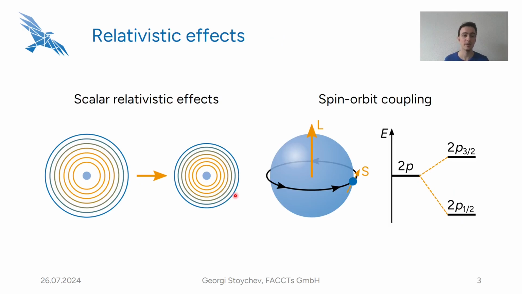Relativistic effects can be divided into two main groups: scalar relativistic effects that are mostly responsible for the contraction of electron shells around heavy nuclei, and spin-orbit coupling, which describes the interaction of the orbital angular momentum and the electron spin, and that is responsible for splitting degenerate energy levels depending on their total angular momentum quantum number.